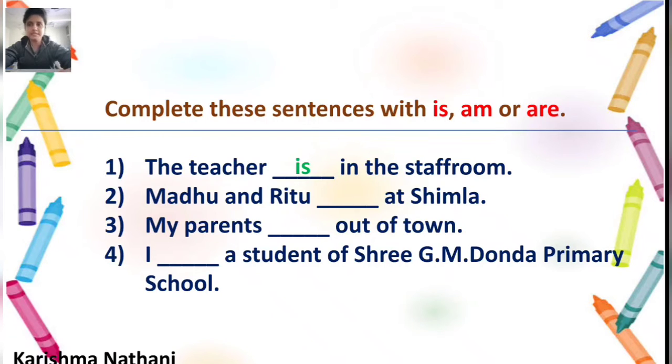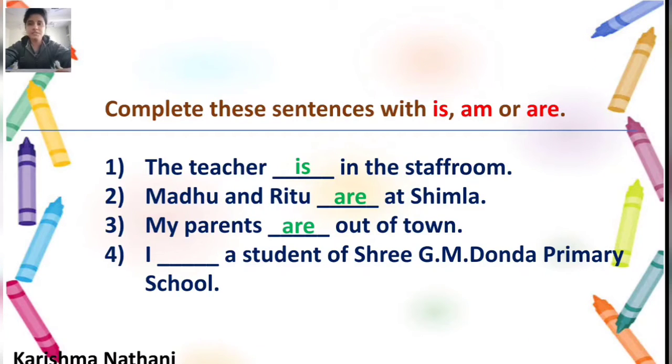Then second is, Madhu and Ritu dash at Shimla. Madhu and Ritu, two names, two girls, so it is known as a plural noun. So we will put are. Madhu and Ritu are at Shimla. Then, my parents dash out of town. My parents, plural, so are. My parents are out of town.